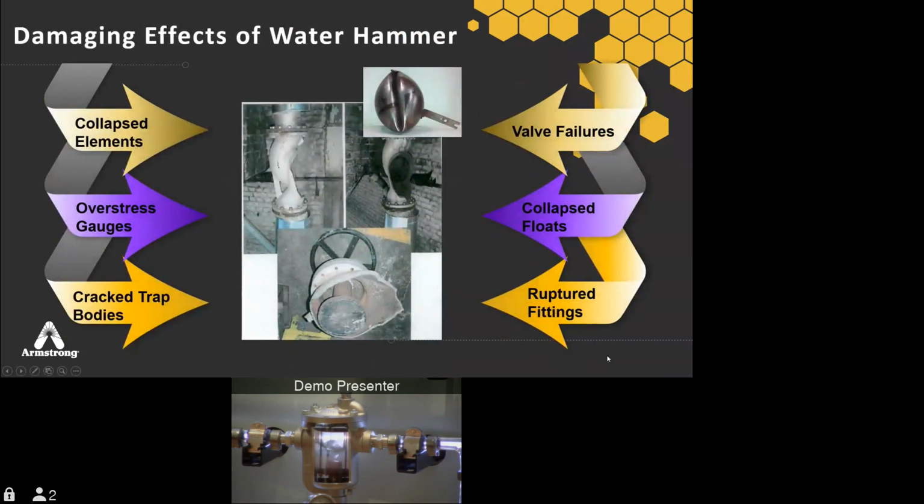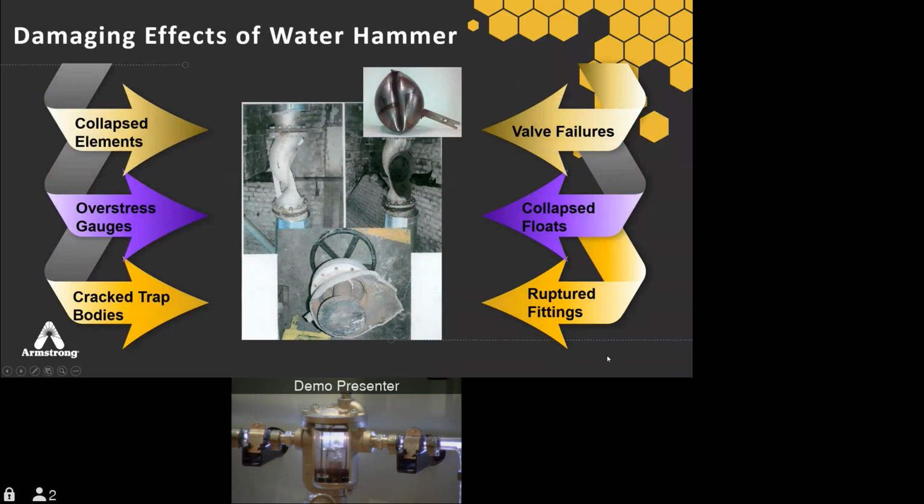So water hammer is the biggest issue in really all steam systems. You can see some of the examples here of just what it can do to your equipment. We have a collapsed float on the top there. It could be from an F&T or a mechanical pump. The valves are completely blown out. It can easily crack trap bodies. In some cases, it can rupture piping. So really, it can damage anything in your steam system.